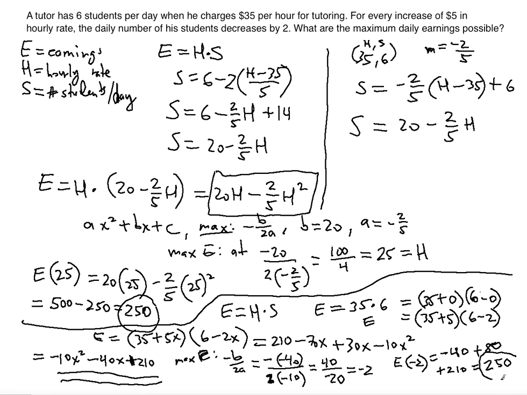So that's just another way for you to do this problem by directly hitting the original equation, which was the equation for E, the earnings amount, as a function of the hourly rate and the number of students per day.